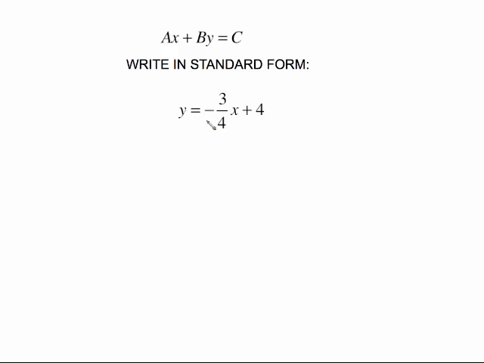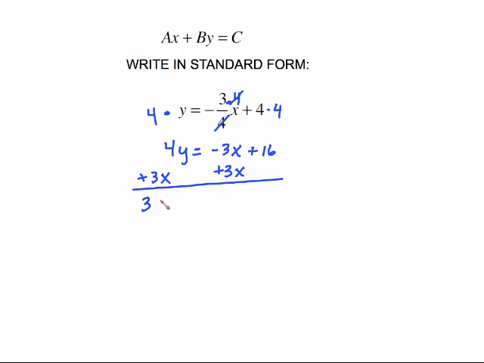Another fraction. I have a 4 as a denominator, so I'm going to multiply everything by 4. So 4 times y becomes 4y. Over here the 4's cancel. Negative 3 times x is negative 3x. 4 times 4 is 16. In this one, the x is negative, but if I add the 3x to both sides, I'm kind of killing two birds with one stone. I'm moving it to the other side with the y, and by doing that, it has become positive. So I have 3x plus 4y equals 16.